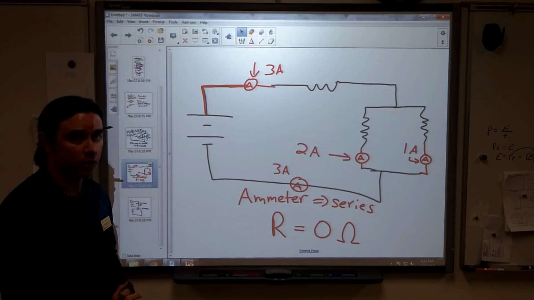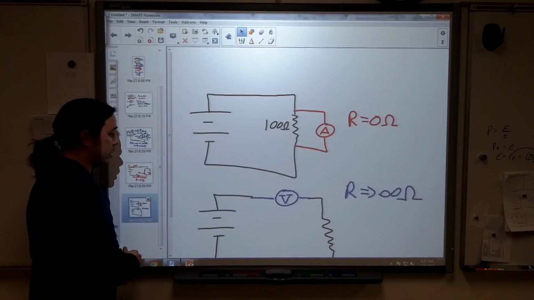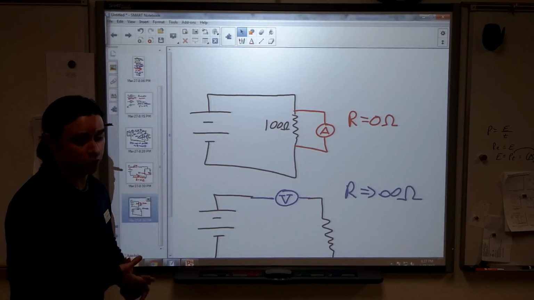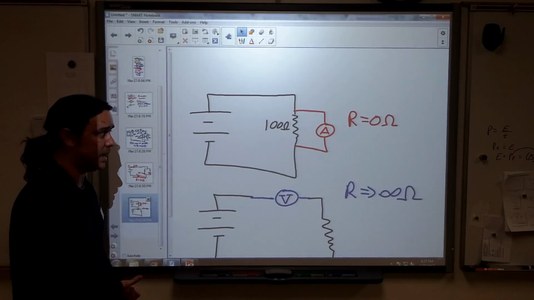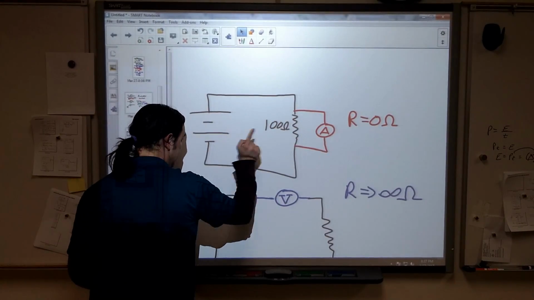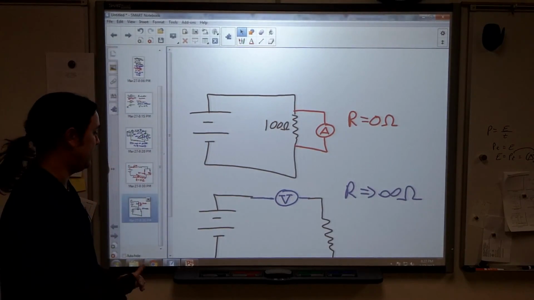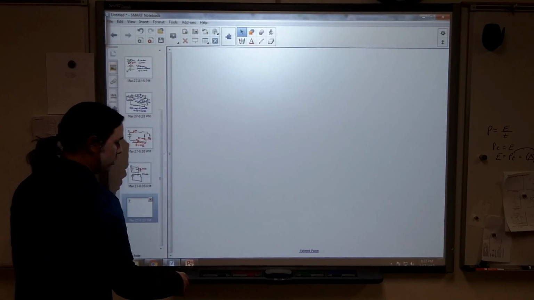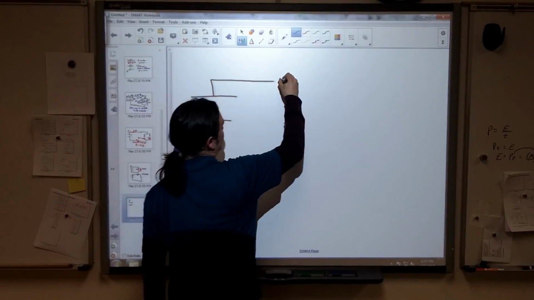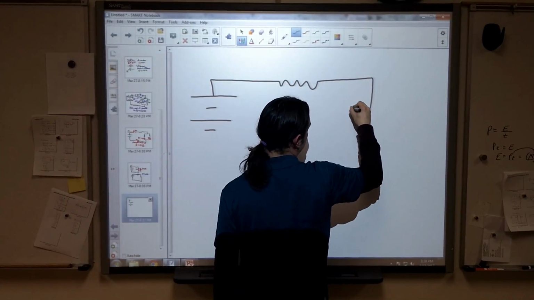Never hook up an ammeter in parallel, and never hook up a voltmeter in series, because they won't tell you what you want, they'll change the circuit, and they may even damage something at the same time. This is double plus ungood. Very, very bad. The final thing about voltmeters, the nice thing about them is you can actually check things pretty quickly and easily.